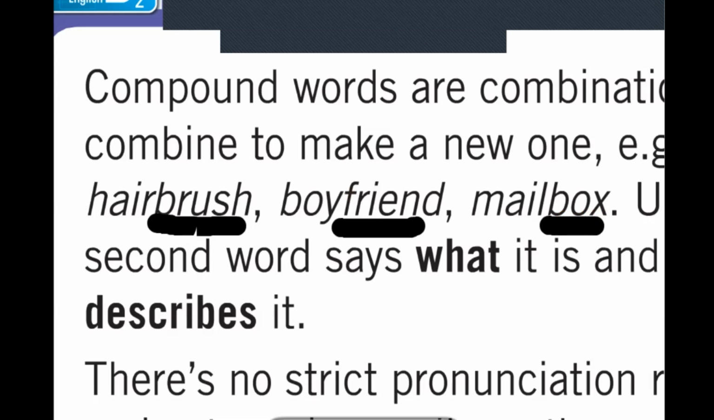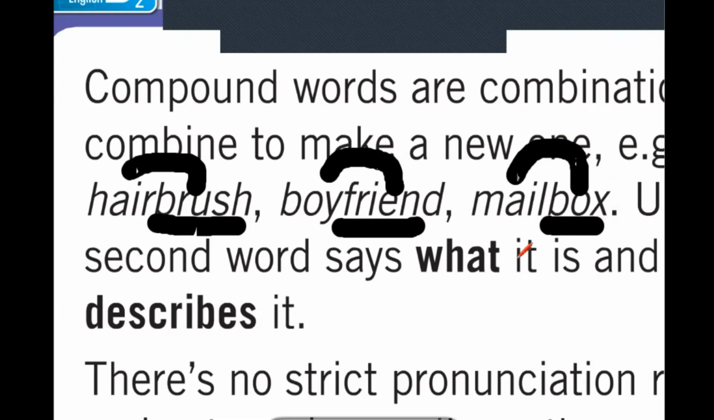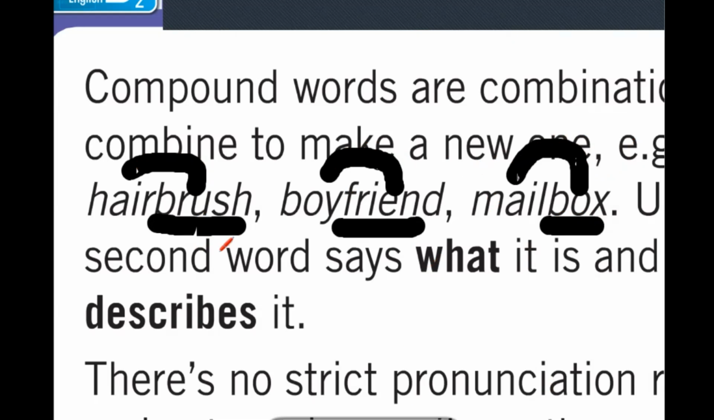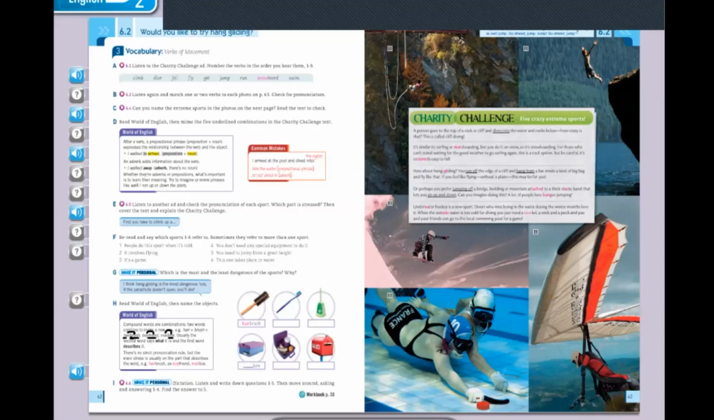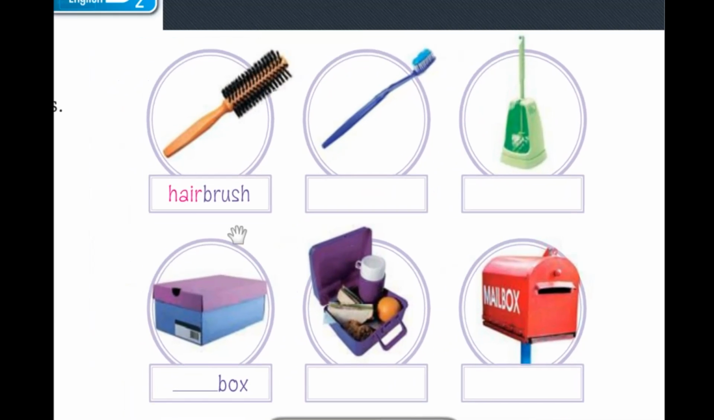And the first word describes the object. It's a brush for your hair, it's a friend who is a boy, and it's a box where you can place or put your mail in. Most of the times it happens this way. Can you think of more examples of compound nouns where the second word is what the object is and the first word is a description of the object? Can you think of those? And don't mention the ones in here. Use different ones.